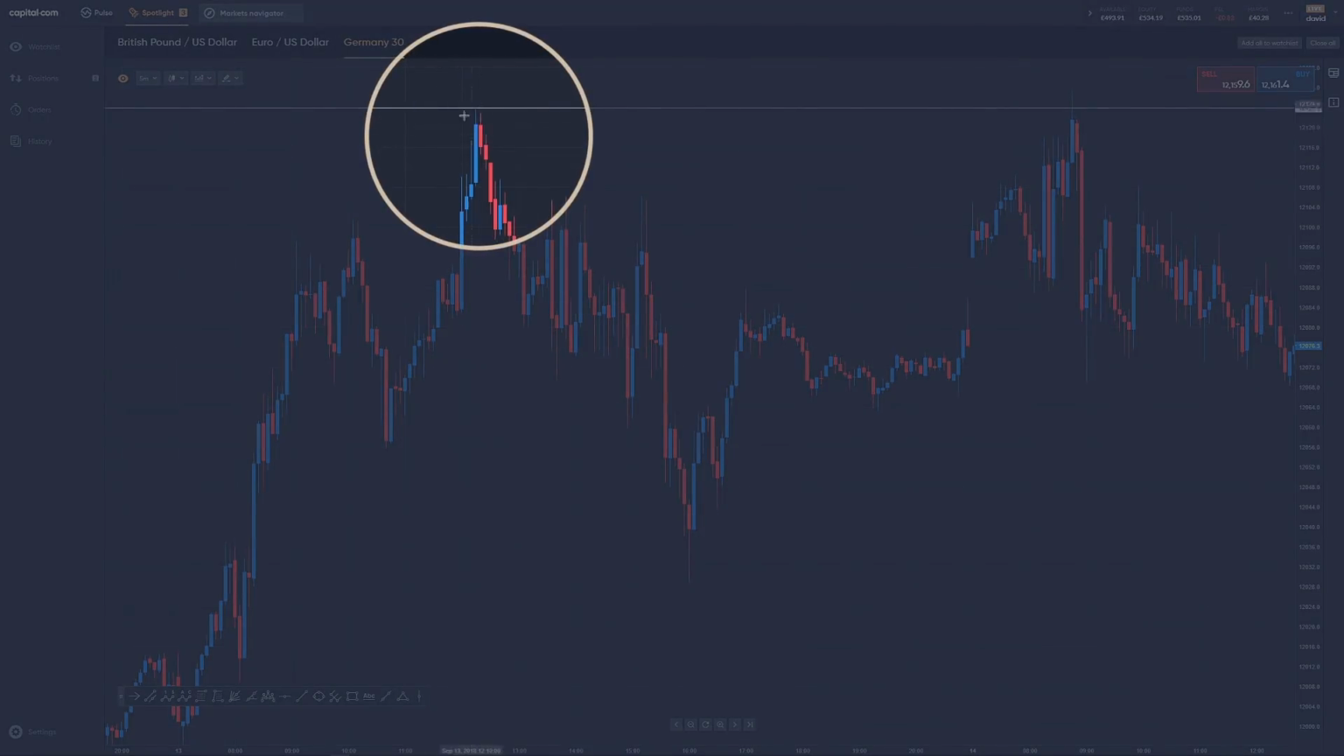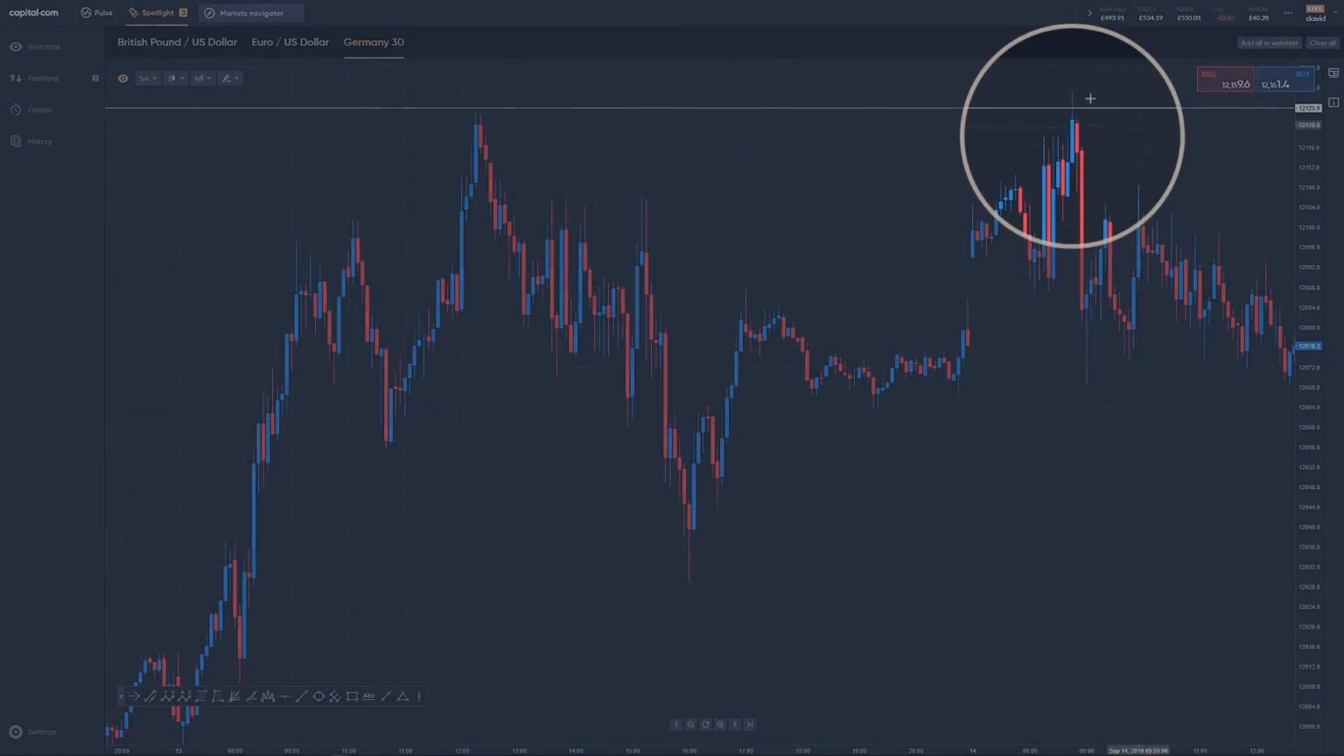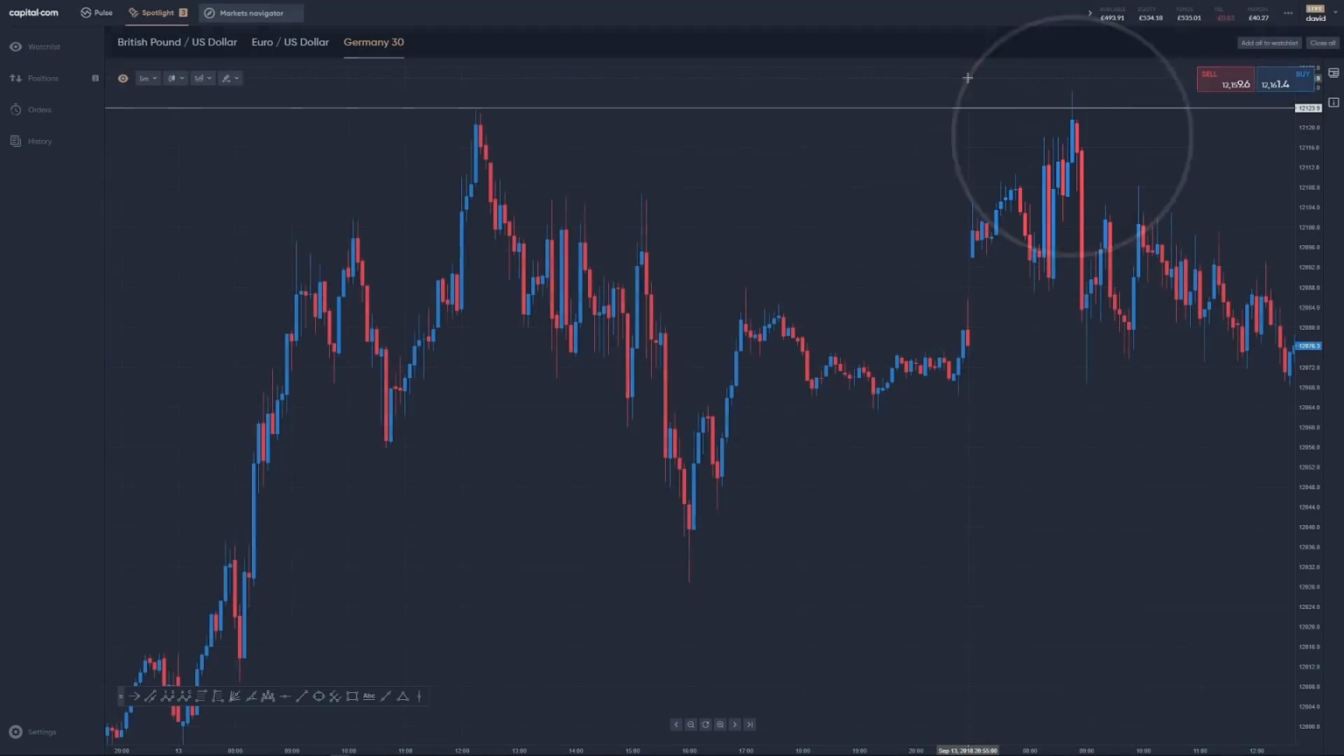But the point here is how this previous high was a good reference point for entering the trade and setting our stop loss. So we didn't necessarily know it was going to fall so sharply. There was no way of knowing that. But it was a good location to get a short on and place our stop loss somewhere above that high.